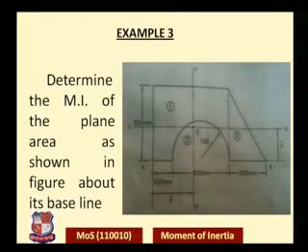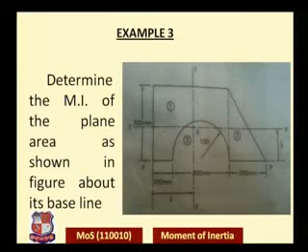Now I will just quickly overview the different problems here. This is again a composite section. You are asked to determine the MI about the x-axis, which is the base of this given lamina. So first of all, you have to discretize the given figure into the standard elements. Here you can identify easily the three basic shapes: rectangle, that is element number 1, then triangle, element number 2, and the semicircle, element number 3.